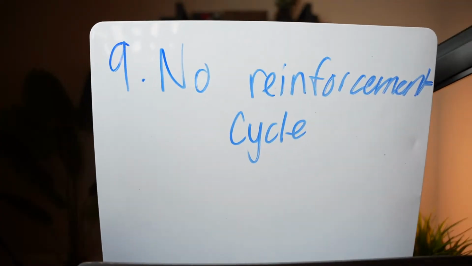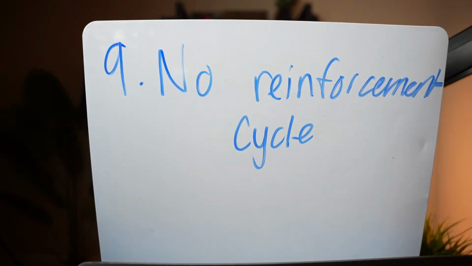So that was scattered reading focus. Now let's move on to the next. No reinforcement cycle. So reading as a one-time pass through information. You read and then you don't do anything with it. And without reinforcement, forgetting is going to be pretty much inevitable.